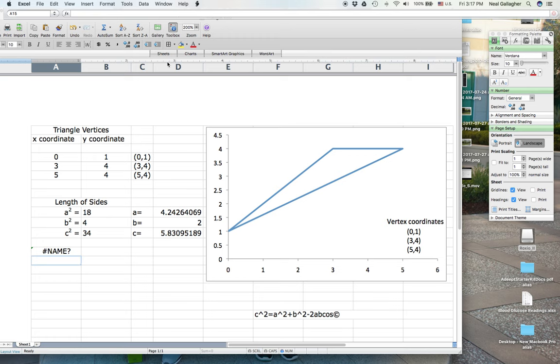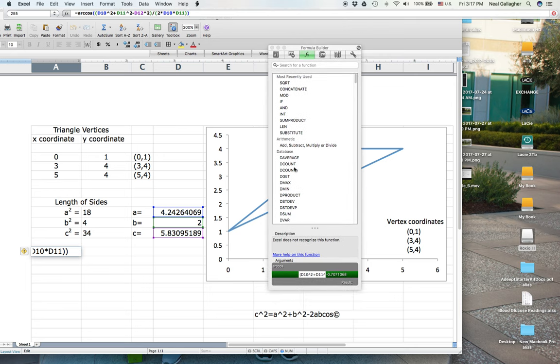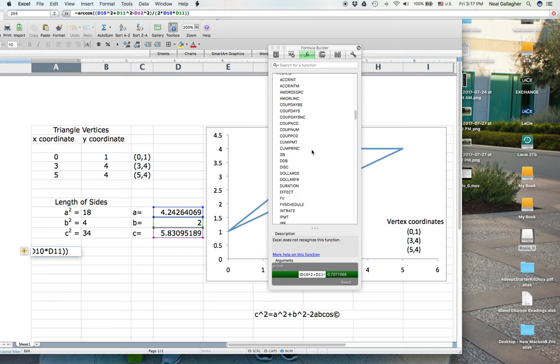Let me look for the arc cosine function name. It doesn't like that. Okay, go to my functions right here, more functions. Let's look at these functions. I want to look at trig functions. It's not going to be under engineering, financial, logical, lookup reference. Math and trig, ACOS, that's what it is. Okay, so there.